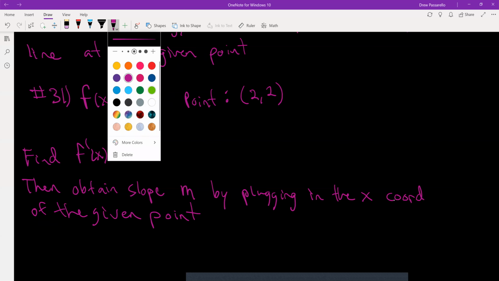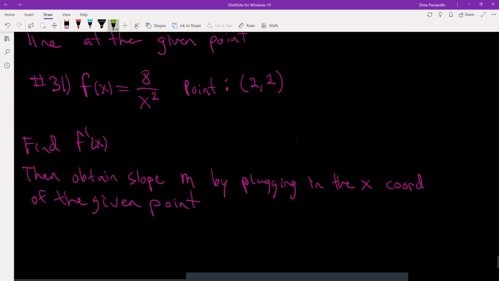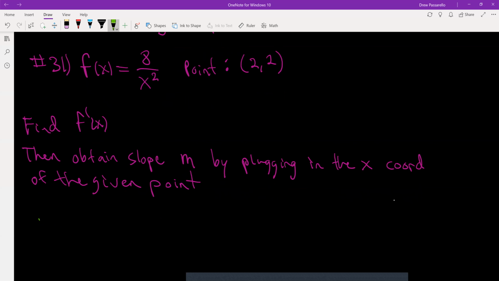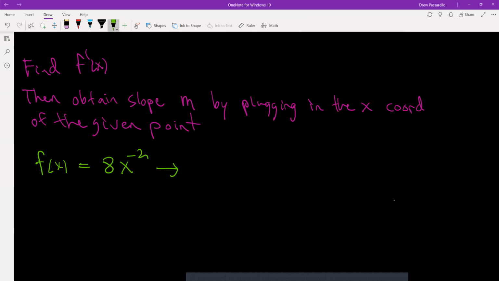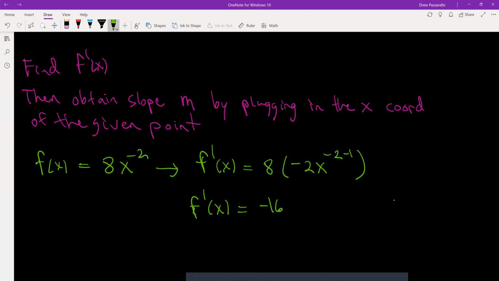So to do the problem, notice I have x squared in the denominator, so I'm going to rewrite it so that f of x is equal to 8 times x to the -2. All right, so that way I can apply the power rule. So the derivative f prime of x will be, and I factor out the 8 times, and then you drop down the -2, so you get -2 times x to the -2 minus 1 using the power rule. So then f prime of x, 8 times -2, it's -16, and then x to the -3rd.